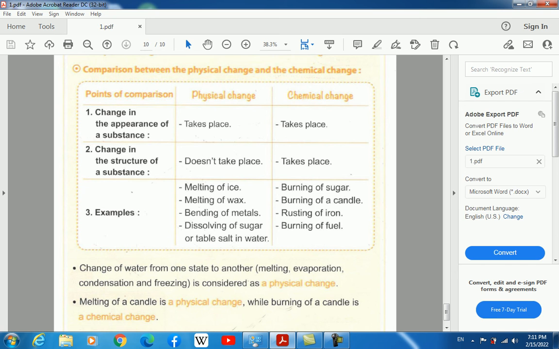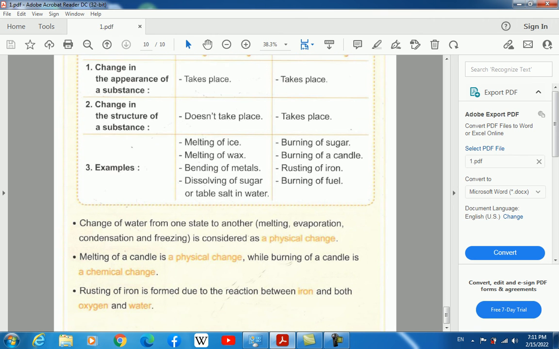Examples for both changes. For the physical change, we have melting of ice, melting of wax, bending of metals, dissolving of sugar or table salt in water. And for the chemical change, we have burning of sugar, burning of candle, rusting of iron, burning of fuel. Another point is change of water from one state to another: melting, evaporation, condensation, and freezing are considered physical changes. Okay? Just the shape changes. Melting of a candle is a physical change, while burning of a candle is a chemical change. Rusting of iron is formed due to the reaction between iron and both oxygen and water.